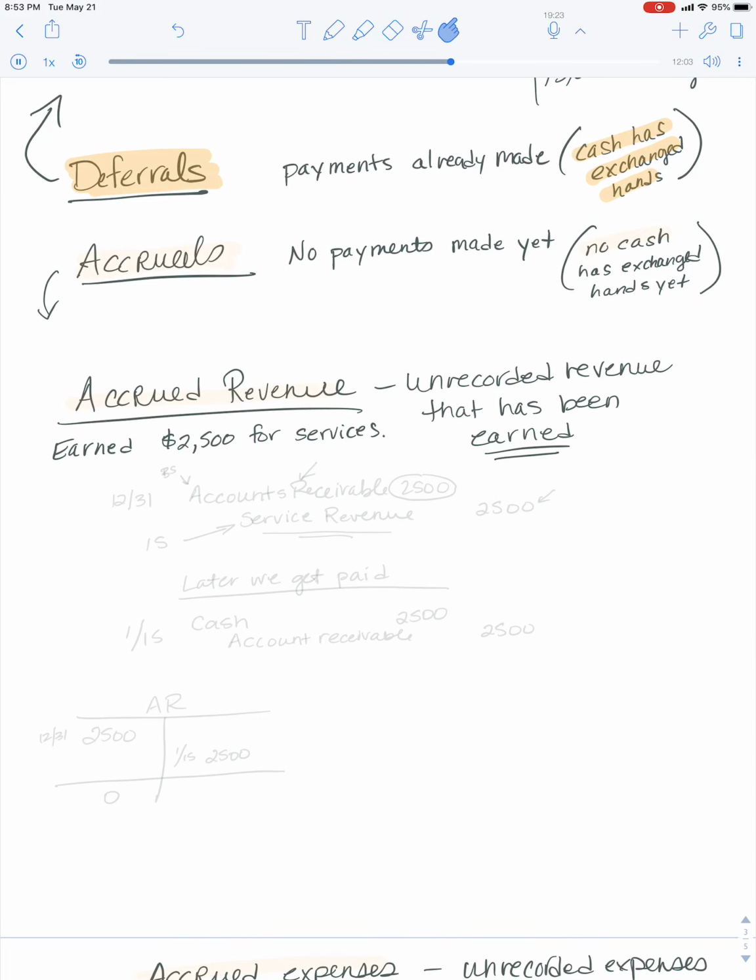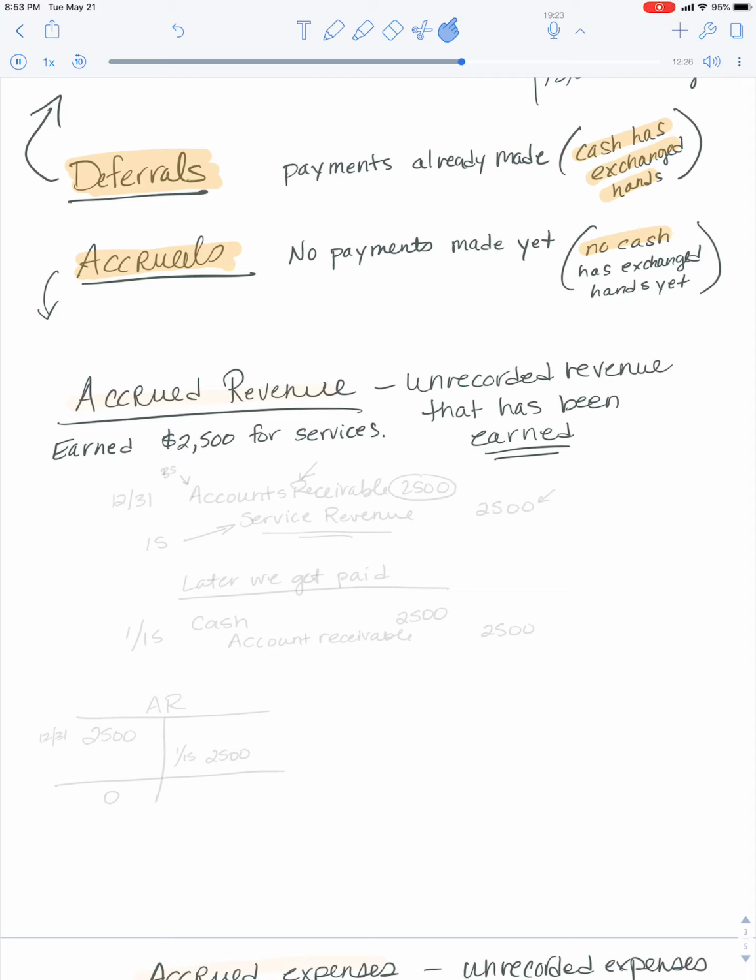The next 2 types of adjusting entries are accruals. So accruals are different from deferrals because no cash has exchanged hands yet, and the payment hasn't been made. So the payment's going to get paid next period, but we want to recognize our revenue or expenses in this period to get on the income statement now, before cash has exchanged hands.